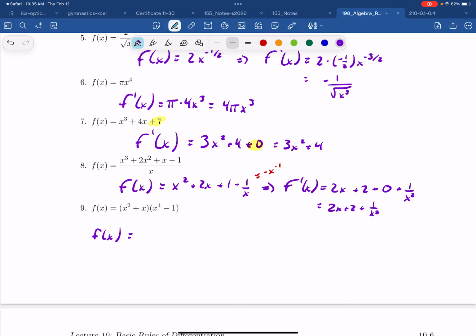We have to just multiply this out. x to the 6th plus x to the 5th minus x squared minus x. This implies f prime of x equals 6x to the 5th plus 5x to the 4th minus 2x minus 1. And that's what we've got.